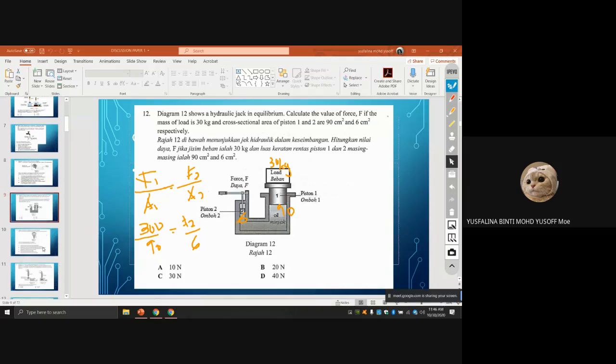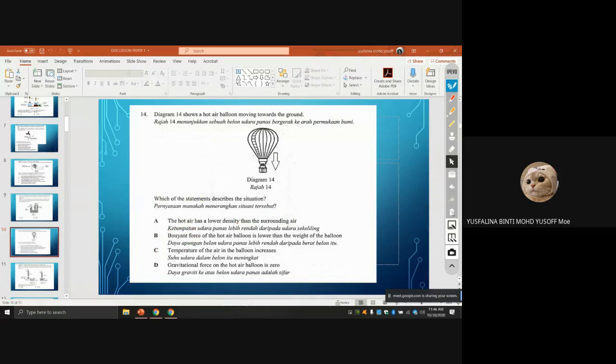Let's go to the next one. So this one is actually Archimedes. Diagram 14 shows a hot air balloon moving towards the ground, moving downward like this. So which statement describes the situation?